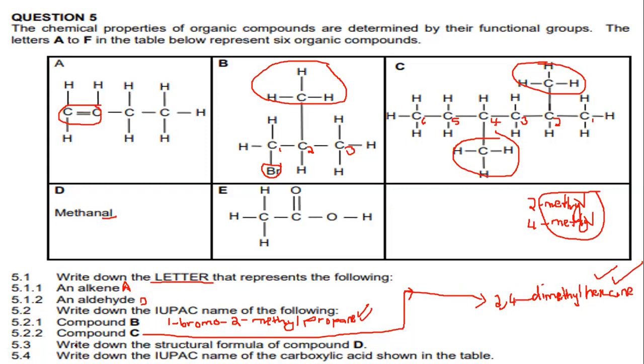Then we are asked to write down the structural formula of compound D. So compound D is an aldehyde. How did you see that it's an aldehyde? Because the name ends with al, right? It ends with al. And we can see again that to draw this one, we look at the entire name. So it's a meth. In other words, it has 1 carbon.